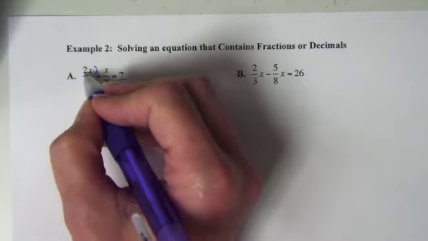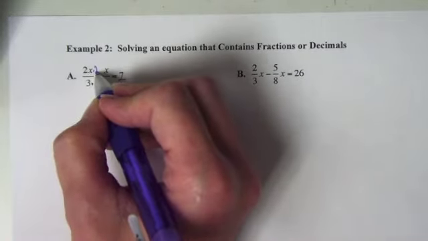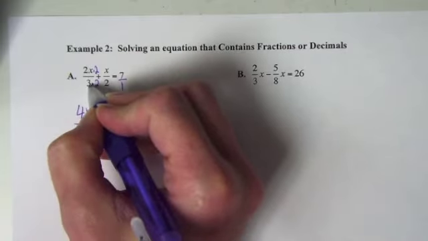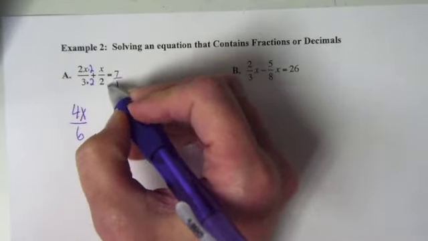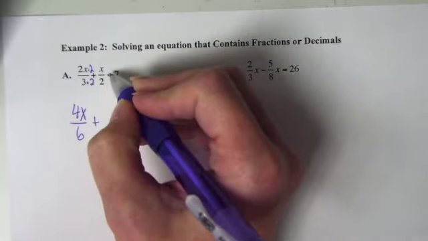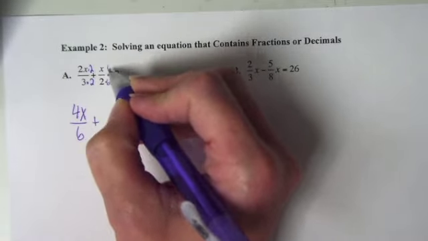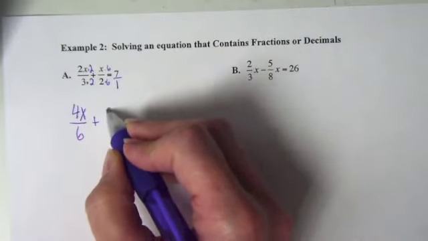Okay? So we're going to go ahead and do that. 2 times x times 2. So that's going to give us 4x over 6. All right, because 3 times 2 is 6. Plus, all right, and then on the next fraction, we got to multiply the 2 by a 6. All right, so then the next fraction, we get 6x.